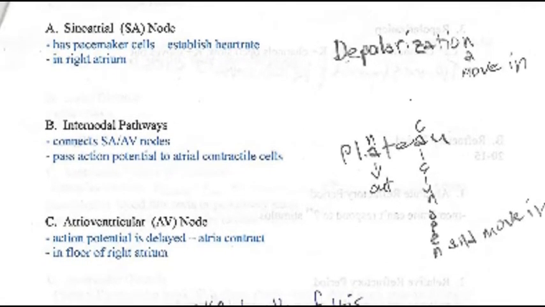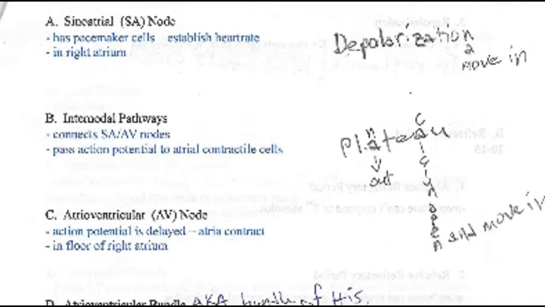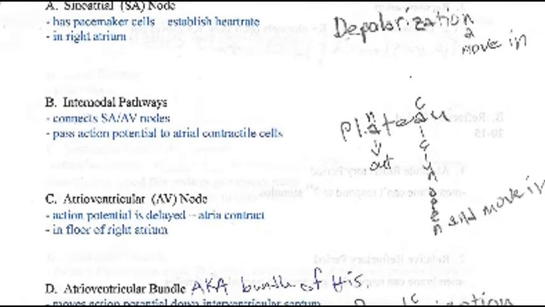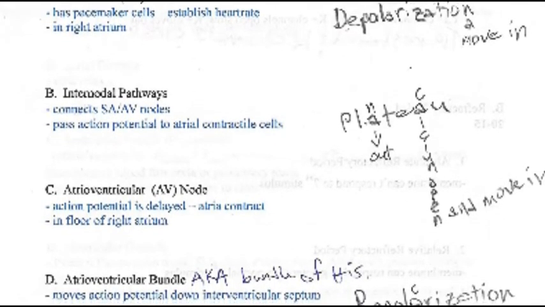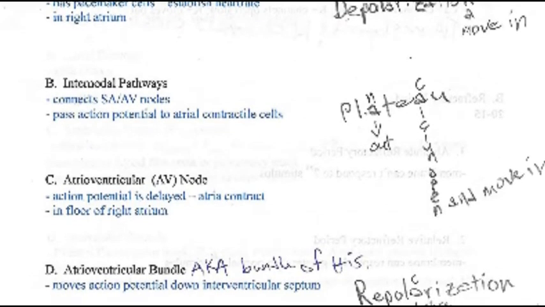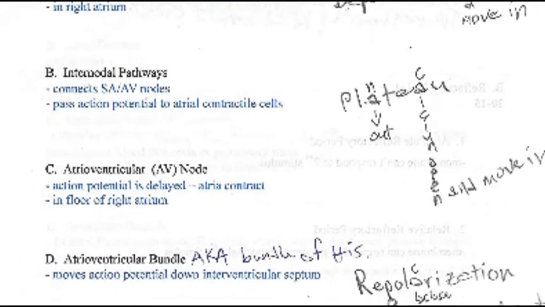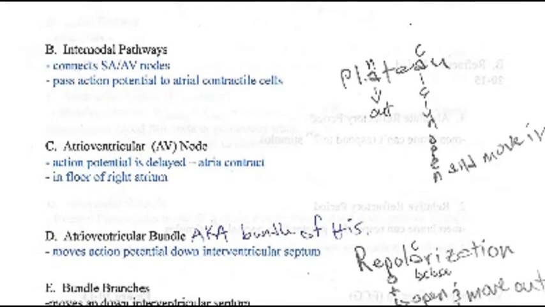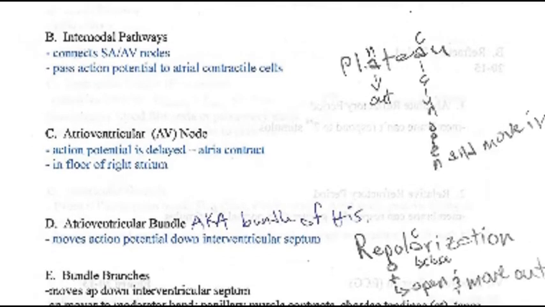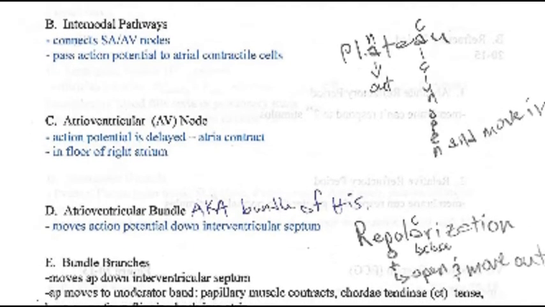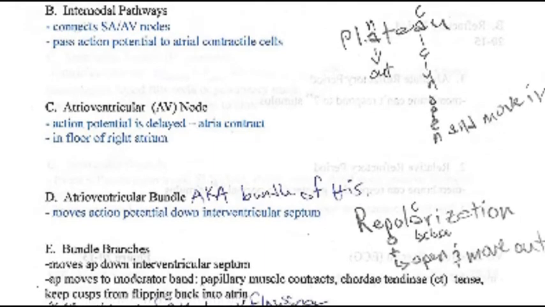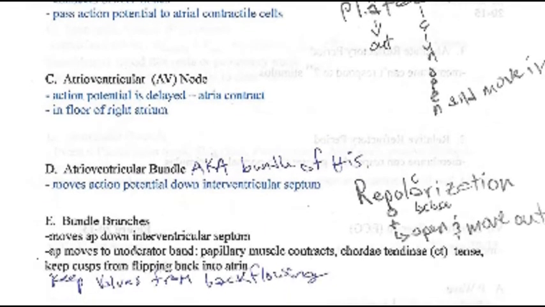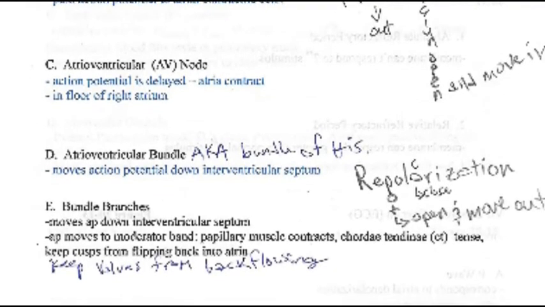Internodal pathways. Internodal pathways connect the SA and the AV nodes. They pass action potentials to the atrial contractile cells. Atrioventricular node. The AV node is where the action potential is delayed. The atria contract. It is found in the floor of the right atrium. Atrioventricular bundle, also known as the bundle of His. This is what moves action potentials down the interventricular septum.